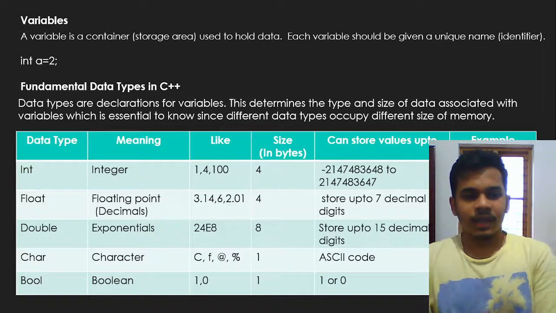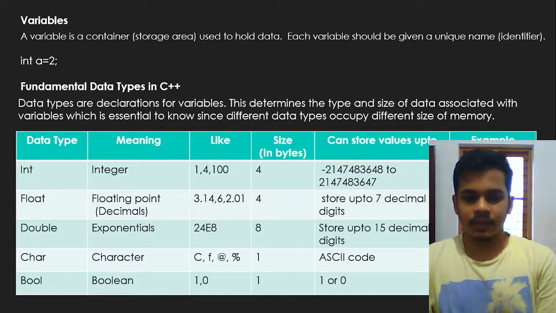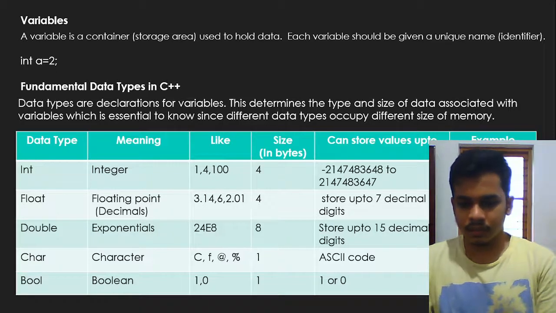Now we have the char data type. Char stands for character. For example, like C, F, or at, percentage, or anything like this. And its size is 1 byte, and it can store a lot of values, and it is represented using ASCII code. For example, we have char ch is equal to 'h'. Now as you can see here, the h is represented in single quotes. So we use single quotes for the char data type.